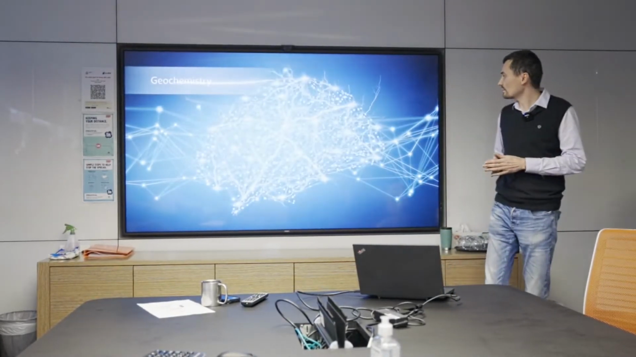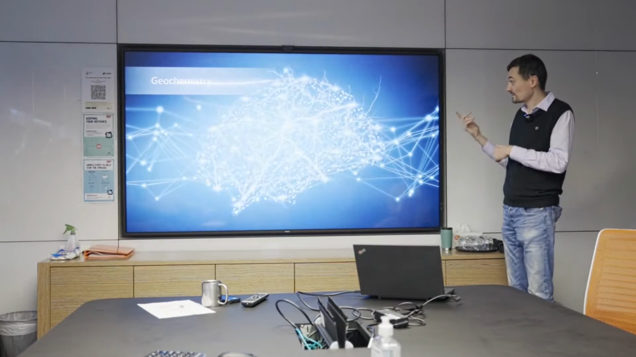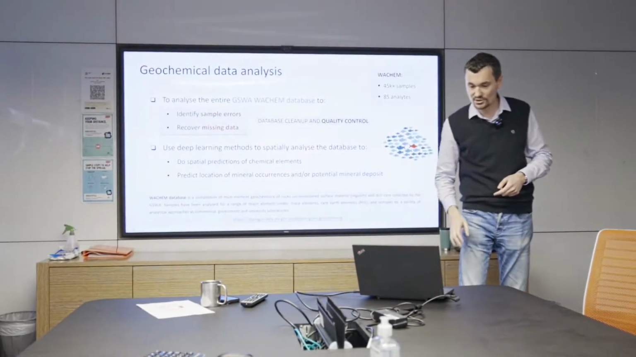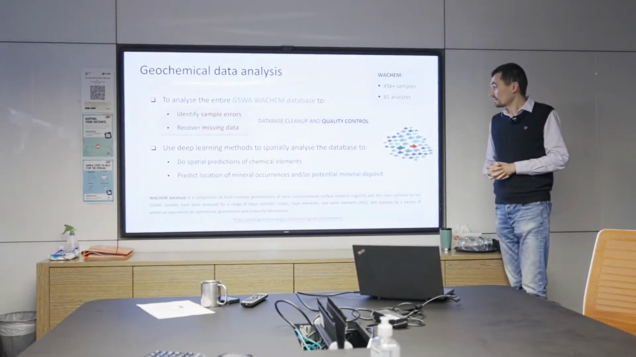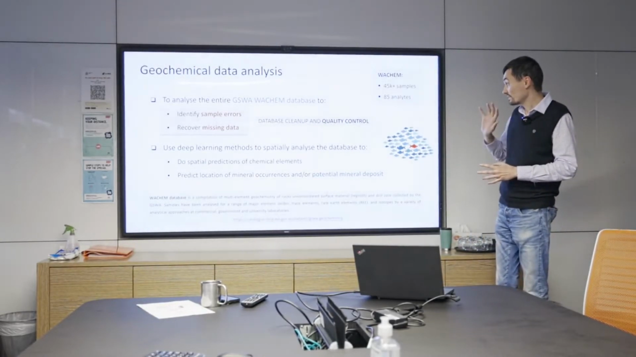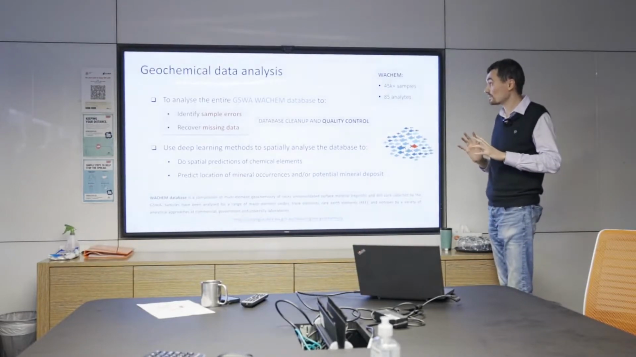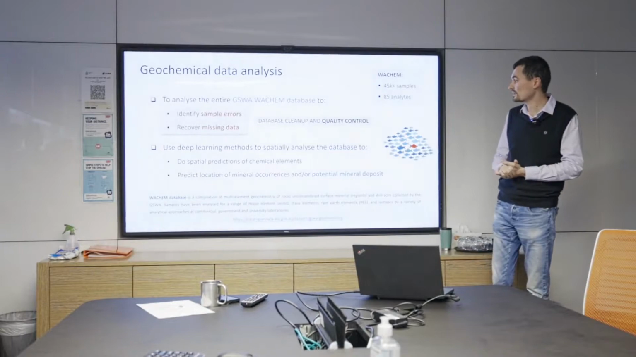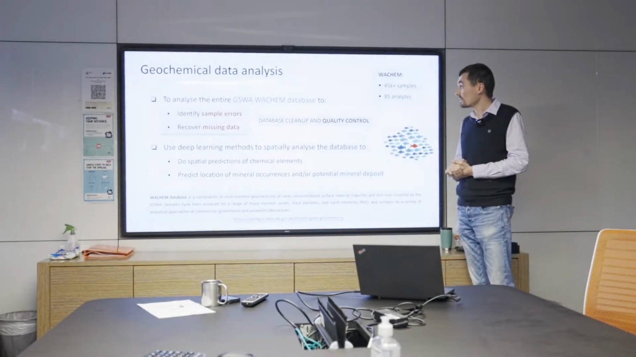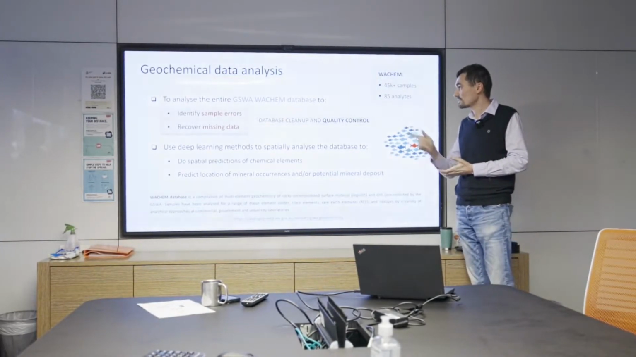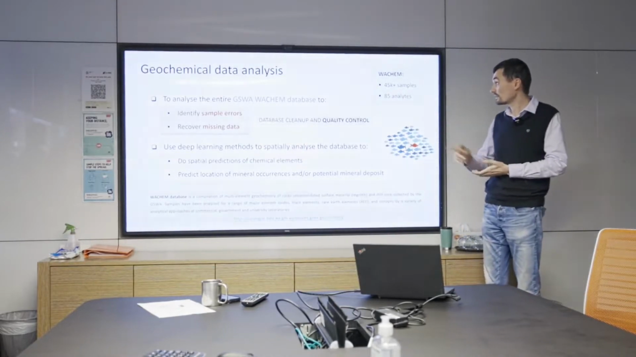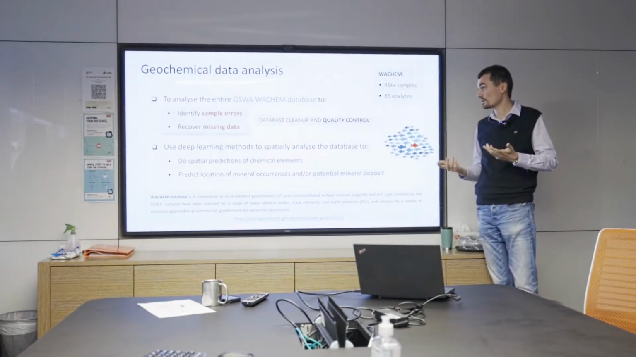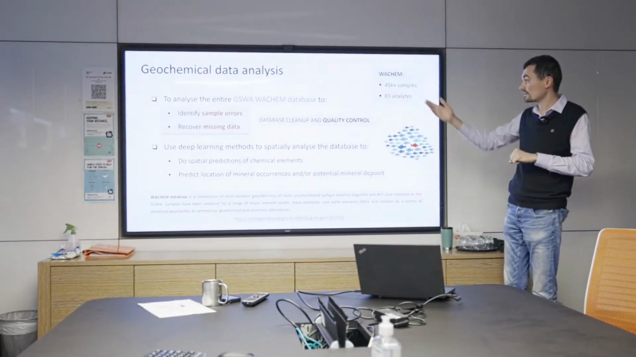Yeah, so with this we go to the next field, which is geochemistry and some geology. Different examples where we don't have that much of spatial dependencies would be to analyze geochemical databases, samples that I was showing on this second map. In this example, we analyzed the Geological Survey of Western Australia WAChem database to identify sample errors, potential anomalies, potential mislabeling, potential unit measurement errors, and recover missing data.